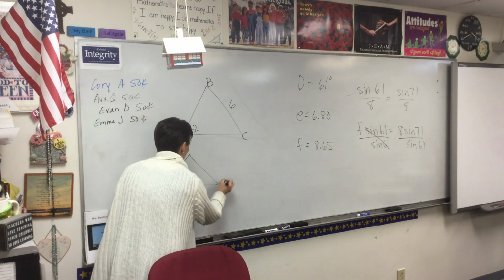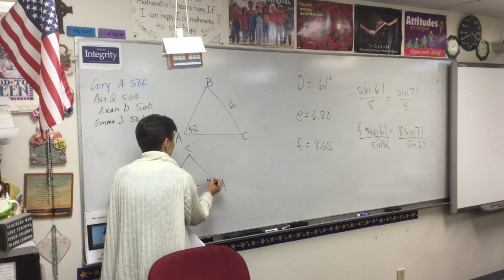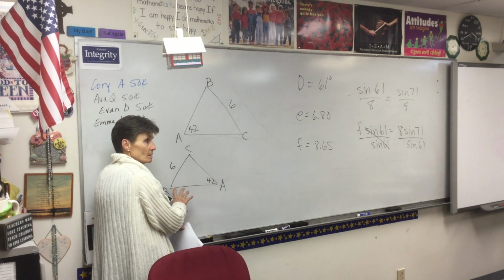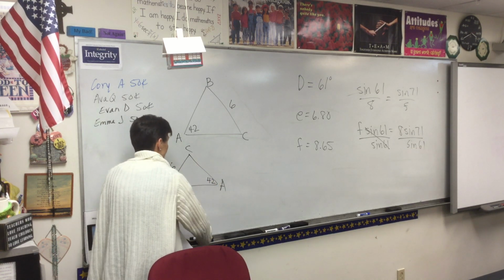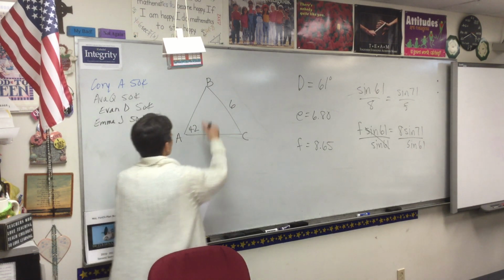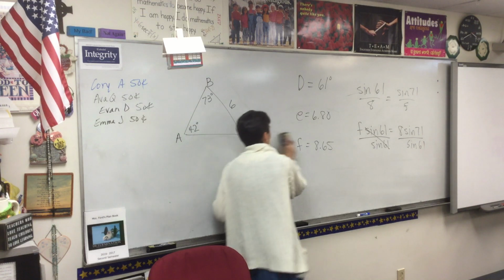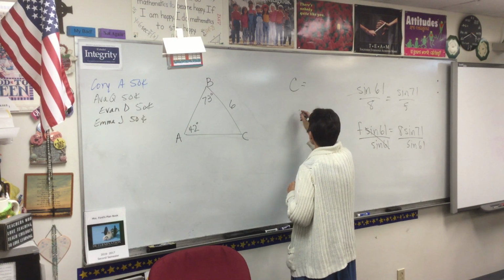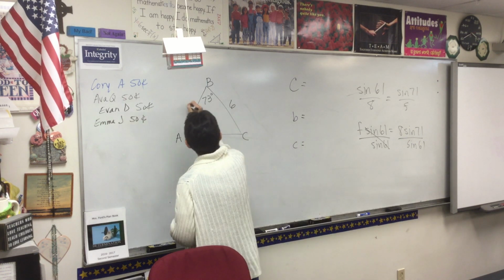So if you do your triangle and you had it set up like this, which is perfectly fine, your setup would look like this. See what I'm talking about? The arrangement doesn't matter as long as you have the right things lined up across from each other. Okay, what else do I know? B is 73. So this time we are finding angle C, side B, and side C. This is B, this is C.